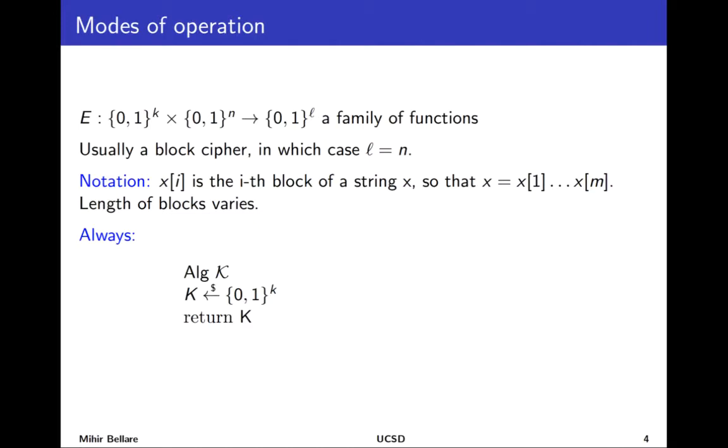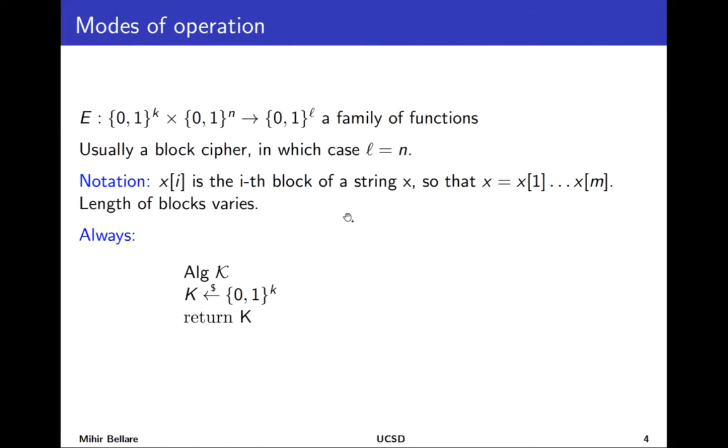So for the next few slides, we'll let E be a family of functions. Remember, that means it's a 2-input function. It takes a key of length k, some input of length n, and returns an output of some length l. Usually, it'll be a block cipher. In that case, the input and output lengths are the same, but it needn't be. You will see cases where the scheme does not require that restriction.